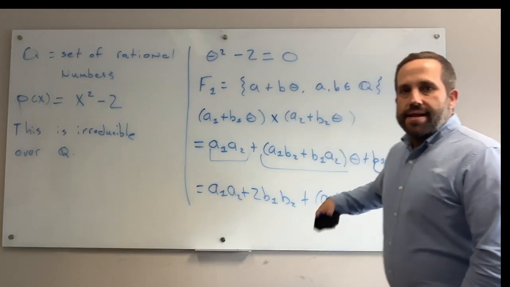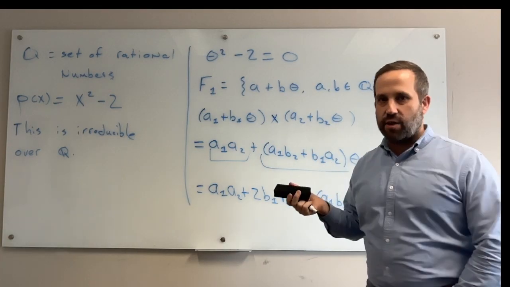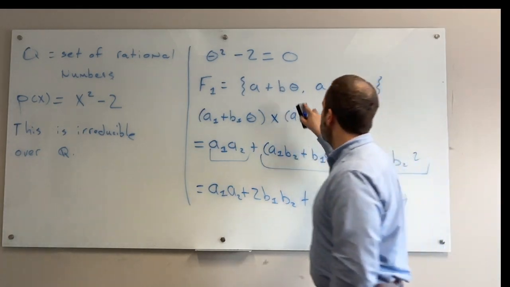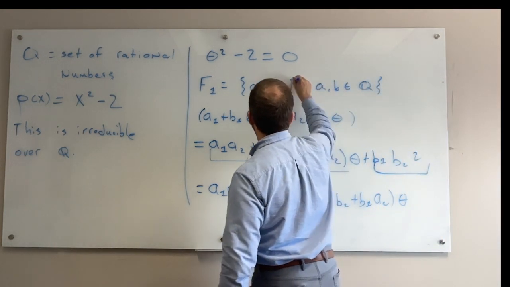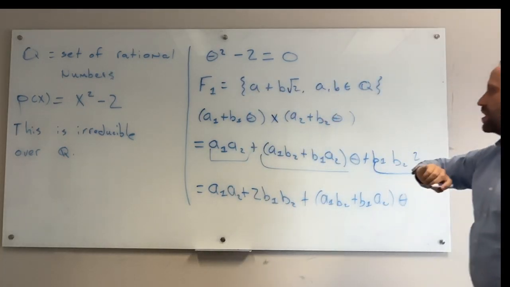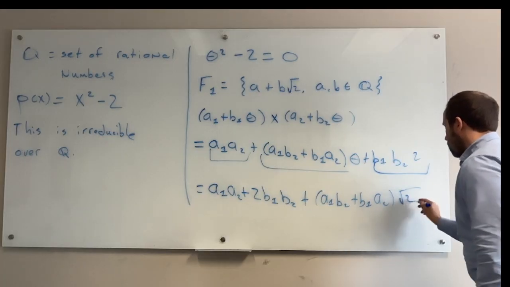Okay, now, of course, let me back up a second and say, well, we know what theta is. We have notation for exactly this. Theta is simply the square root of 2. And if we're allowed to use real numbers, this is exactly how we would write things. And so we get something like this.